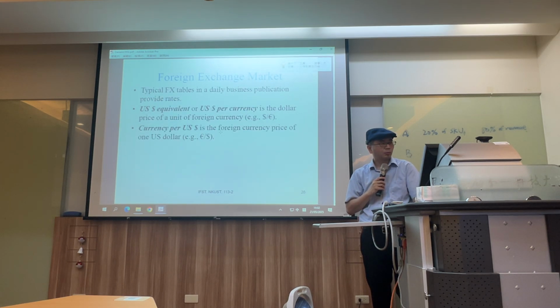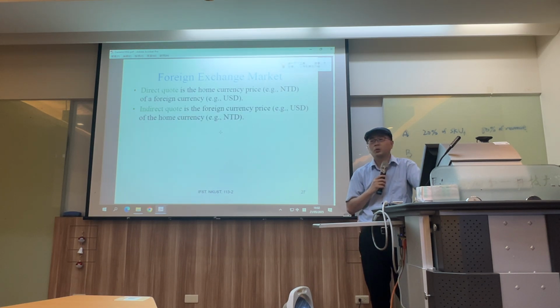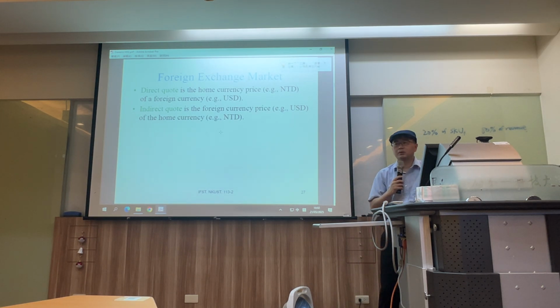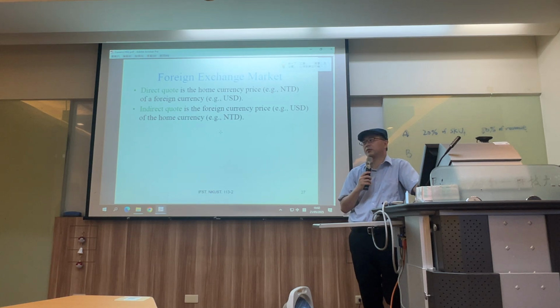And then we moved on to talk about direct quotes and indirect quotes, and we basically mentioned that the direct quote is more commonly used because most of the time we are talking about 1 unit of US dollars in exchange for a certain amount of New Taiwan dollars, right? That's an example of a direct quote. And because the number is in the range of 30 to 32, it's kind of easy to remember.